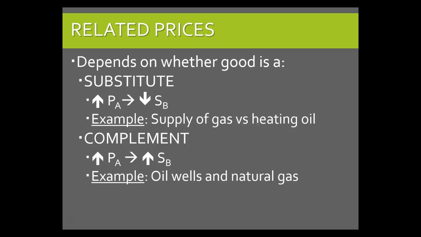Sometimes the products are complementary. They go together. And so when you drill an oil well, you often get natural gas as a result of drilling for oil. So if the price of oil were to rise, that would mean that I would be drilling more oil wells, and as a result, I would end up with more gas as well. So the increase in price of oil would lead to an increase in the supply of natural gas because they come together when you produce them.